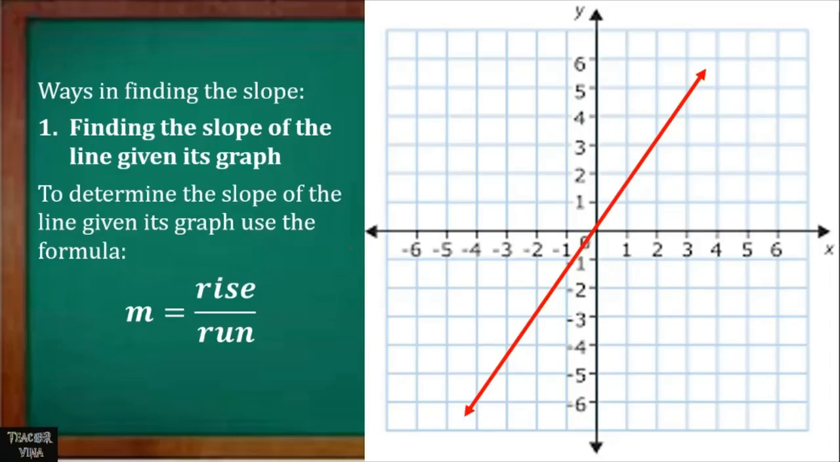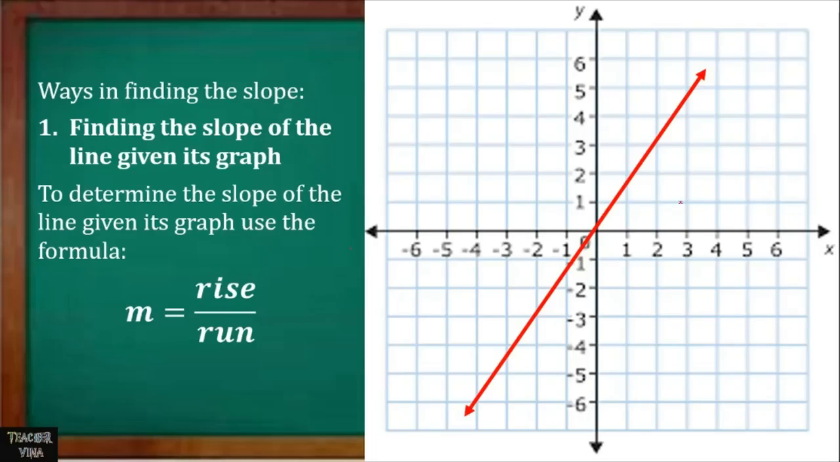Ways in finding the slope. Number 1, finding the slope of the line given its graph. Ibig sabihin, yung line ay nakadrawing sa Cartesian plane. To determine the slope of the line given its graph, we need to use the formula, slope is equal to rise over run. Yung rise, ito yung changes in y. Ang run, ito ang changes in x. Ibig sabihin, yung rise natin, pag magka-count tayo vertically, yung run natin magka-count tayo horizontally.